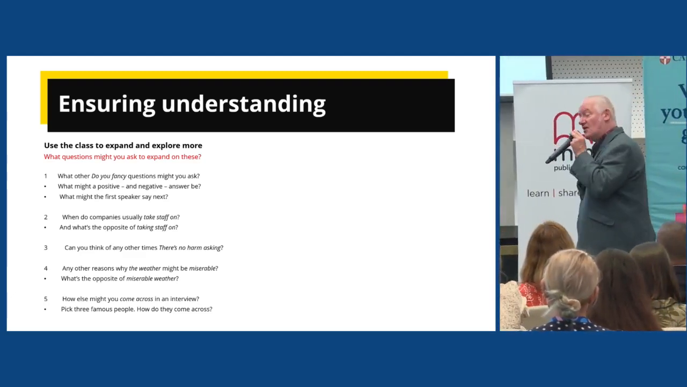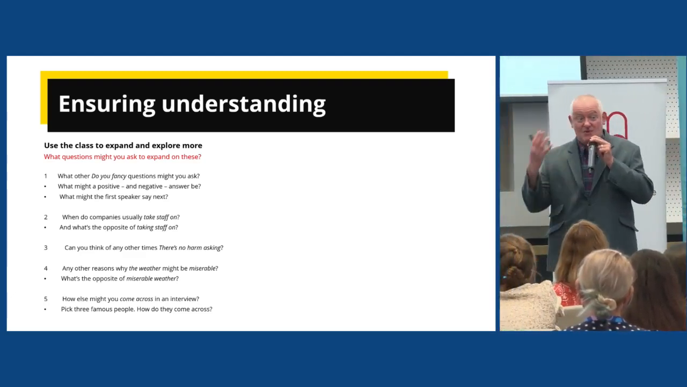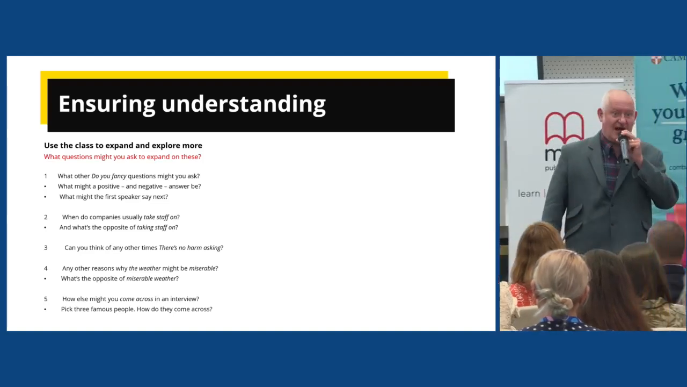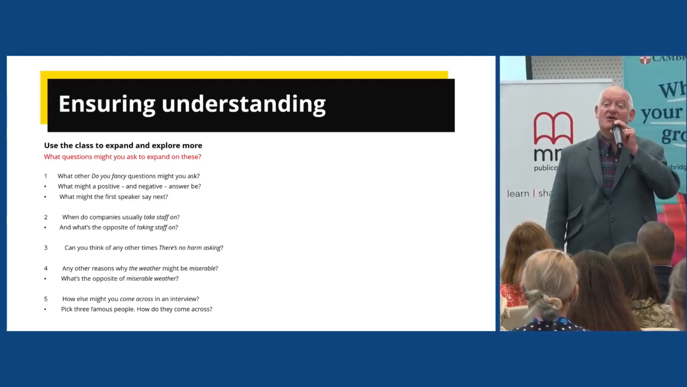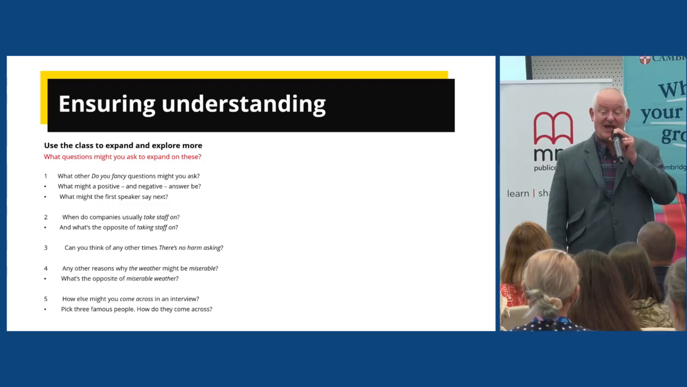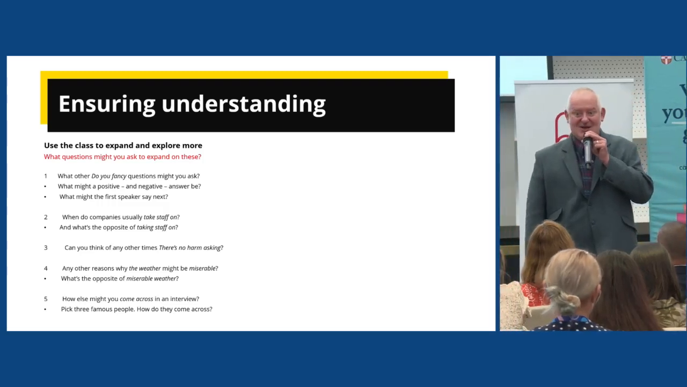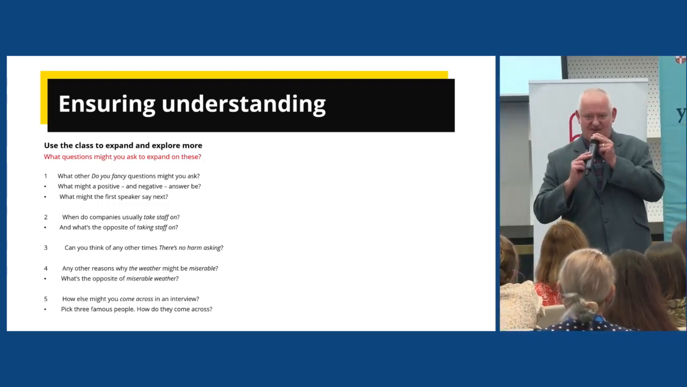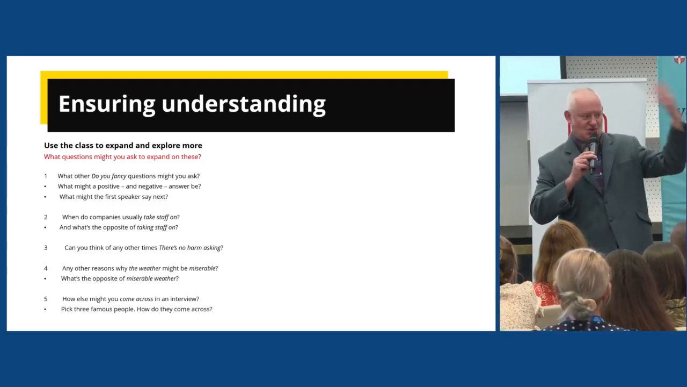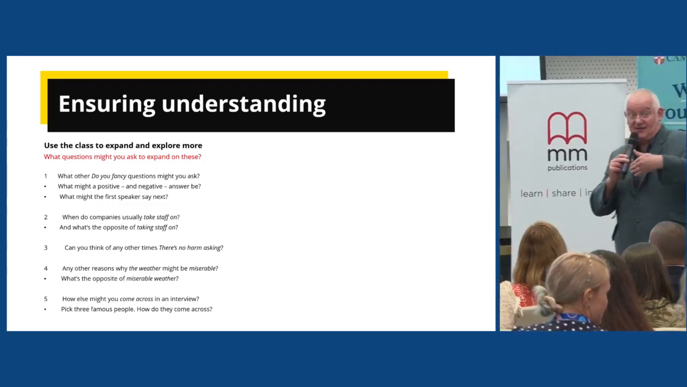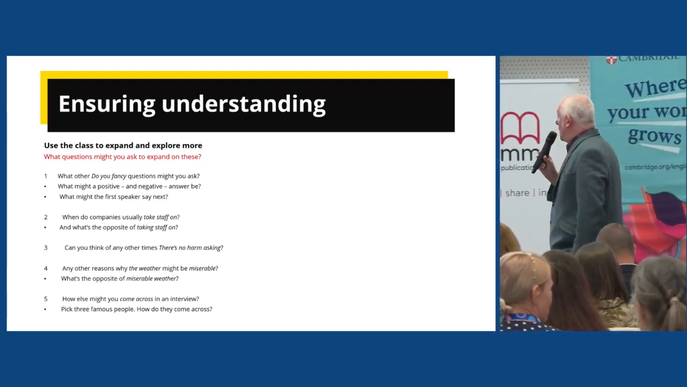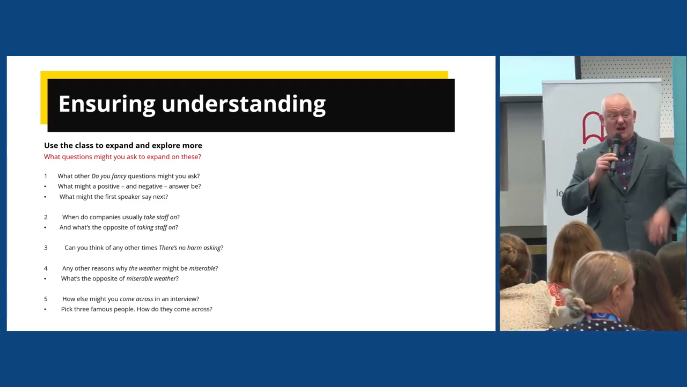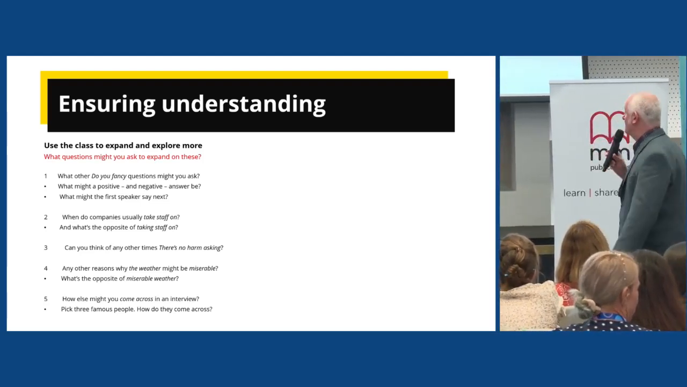Any other reasons why the weather might be miserable? You get different answers from different countries. I had a Saudi student once who said, 12 degrees, cold and wet, lovely. Miserable weather, 54 degrees, sandstorm. Okay? So, you know, you think it's hot out there today, 54 degrees and a sandstorm coming in. The guy said they just don't leave the house for days on end because it's really miserable. What's the opposite of miserable weather? Don't know, lovely weather, glorious weather.